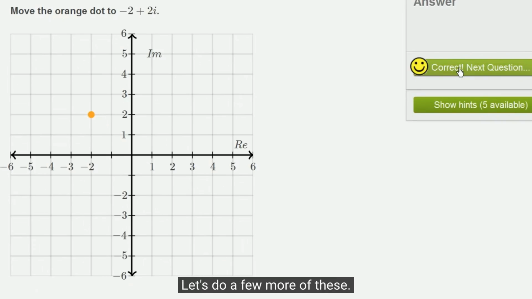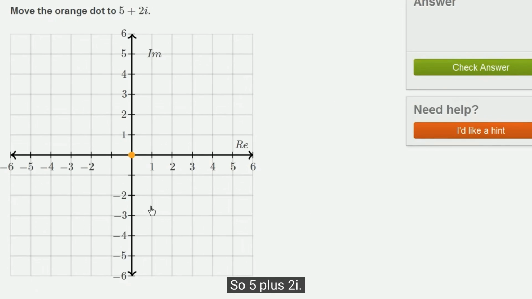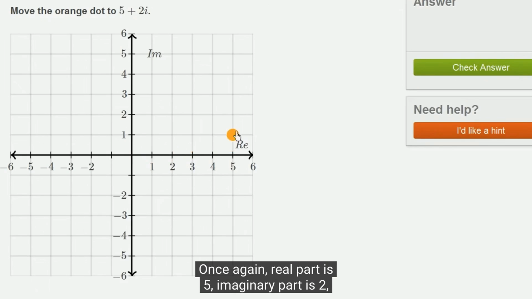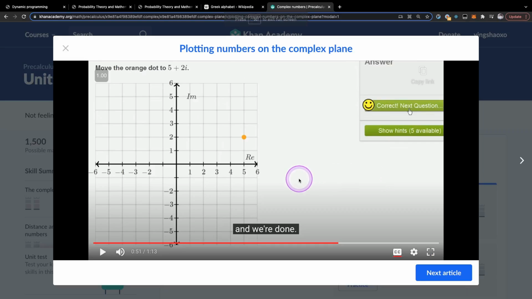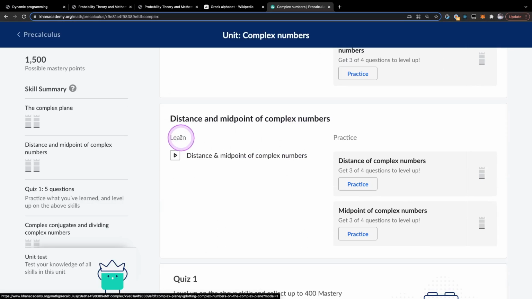Let's do a few more of these. So 5 plus 2i, once again, real part is 5, imaginary part is 2, and we're done. Okay, so you can indeed represent your complex number with a two-dimensional plane. For example, this one has the x-axis as the real part of the number and the y-axis as the imaginary part of that number.